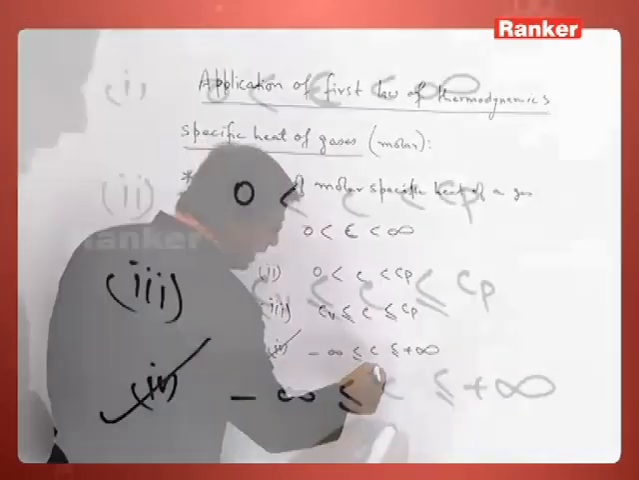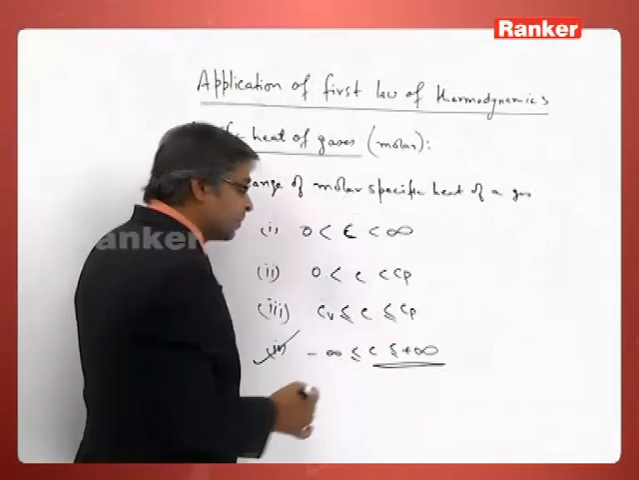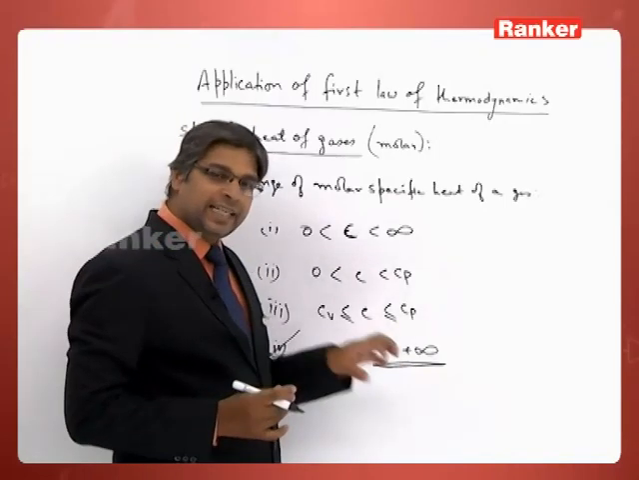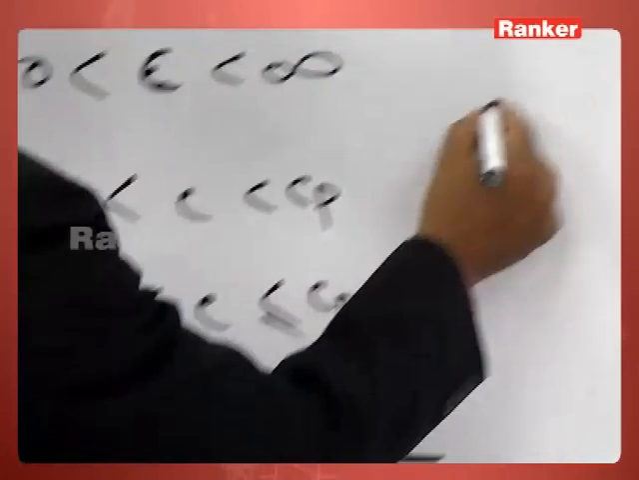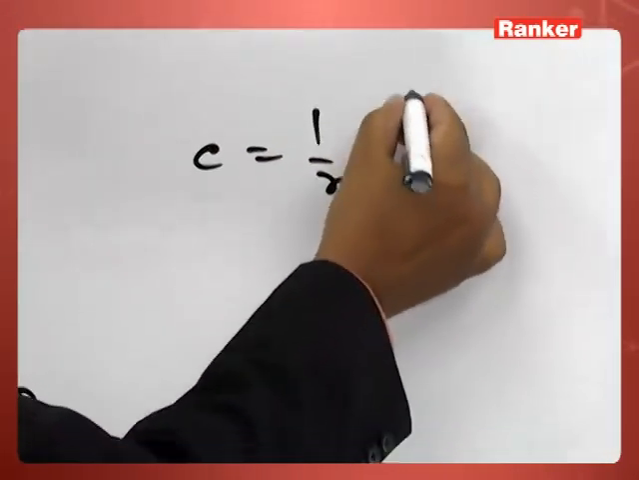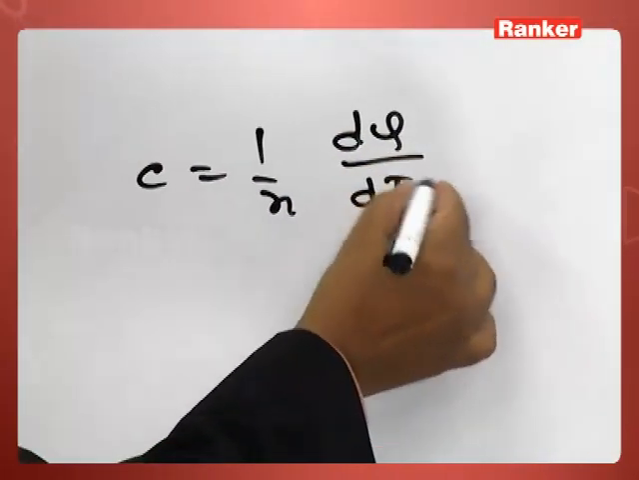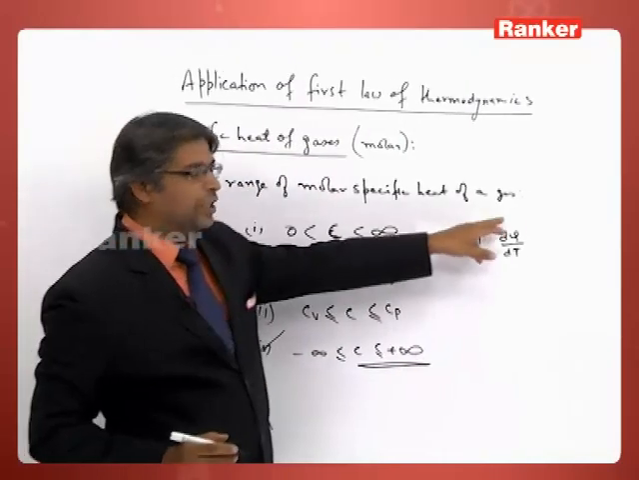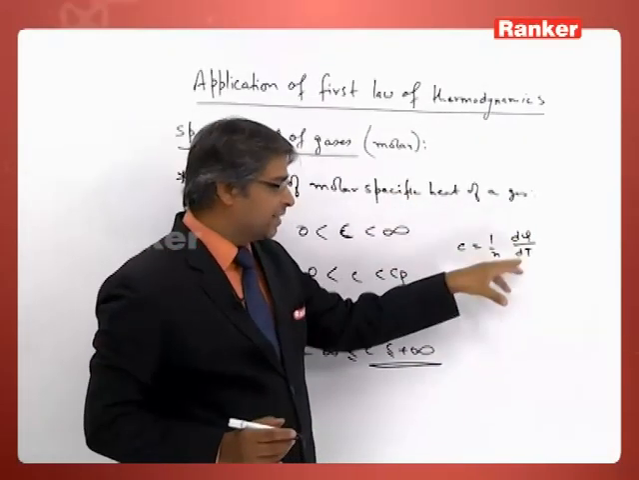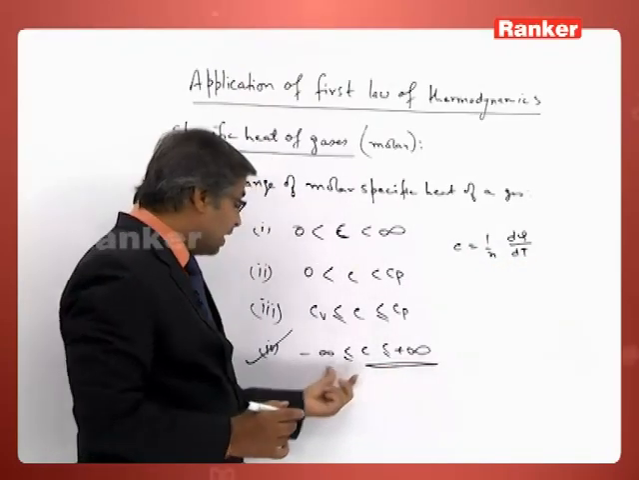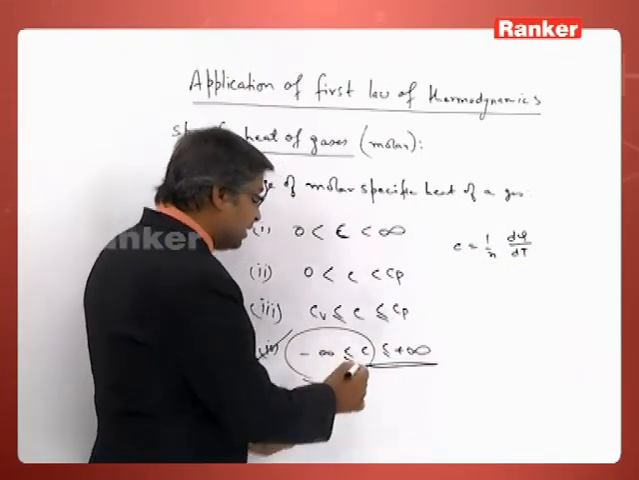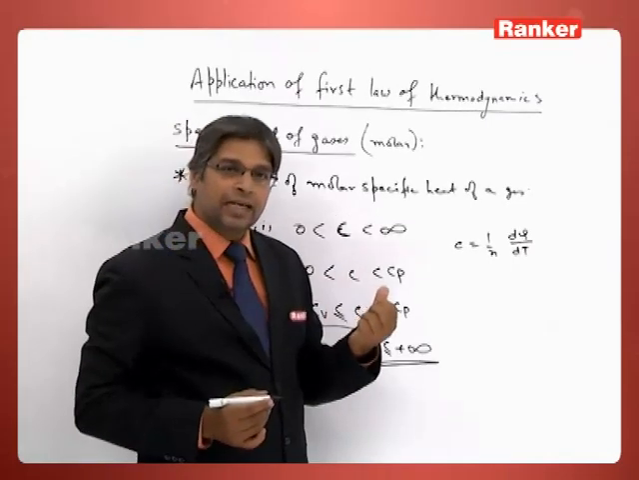Now we are comfortable with the idea that when we supply heat energy, the temperature will rise. So C is equal to 1 by n dQ by dT. When dQ is positive, that means we are giving heat, dT is positive, so C is positive, clear. But what about the negative point, that C can have negative values?